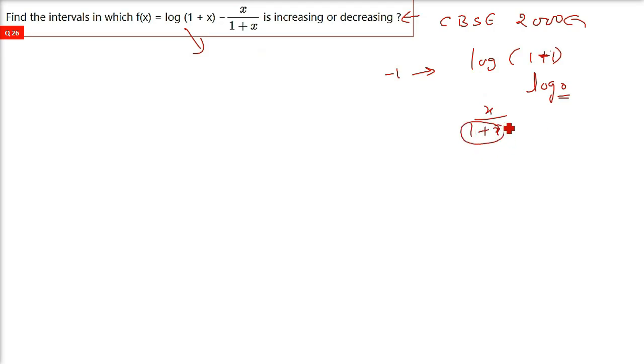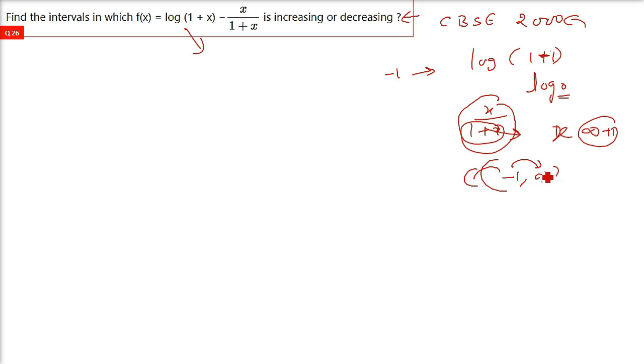How about x by (1 plus x)? 1 plus x cannot be 0. That means x cannot be minus 1, because you are adding 1 to x only. 1 plus x equal to infinity means what? x equals infinity minus 1. If you subtract anything from infinity, it will be infinity only. If you add anything to infinity, it will be infinity only.